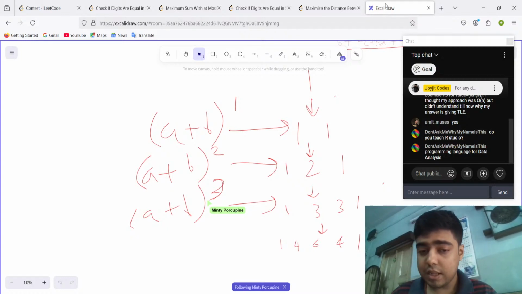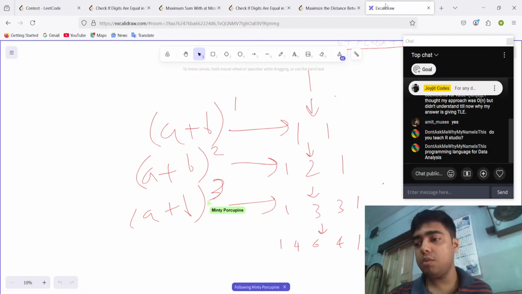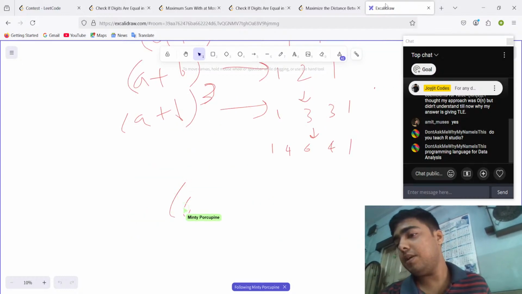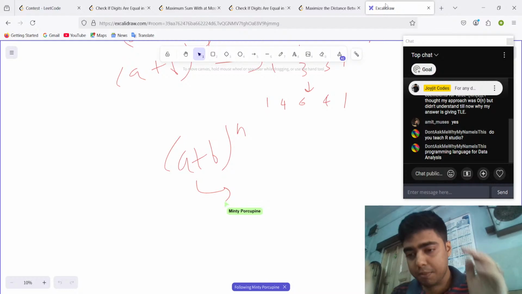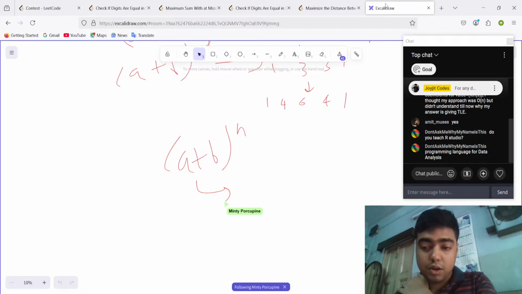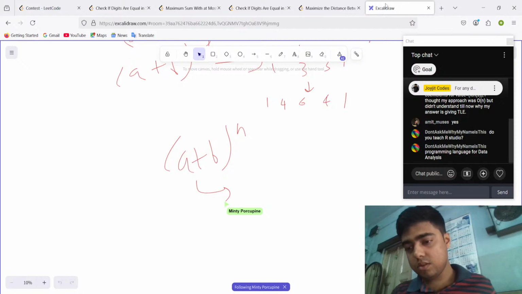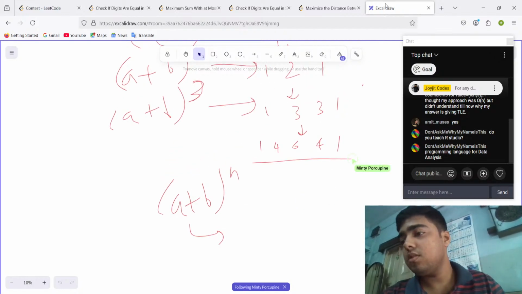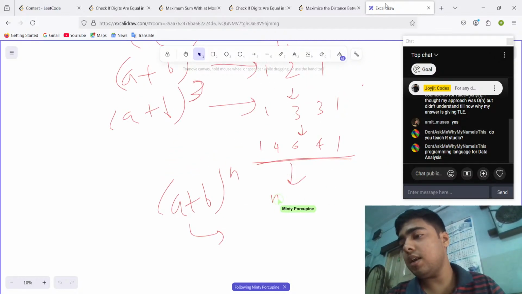Even if, let's say, it is a plus b to the power n, now how can we find it out? Are we going to multiply a plus b, a plus b, a plus b? Nope, we can't do that, right? So it is not possible to do that. So what we can do is, there is a formula that these values can be written as NCR.